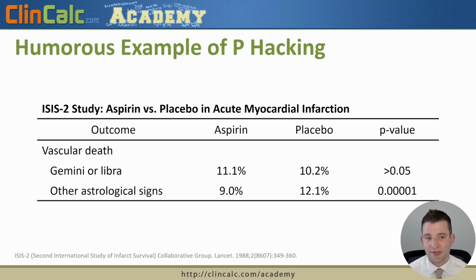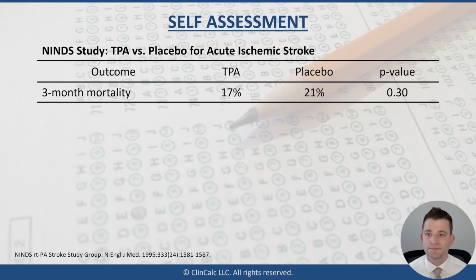and there was no difference observed of vascular death with aspirin versus placebo with a high p-value. But then all of the other astrologic signs, when you only analyze those and you excluded Gemini and Libra, there was basically a 3.1 percentage point difference with a very significant p-value. Again, this is done in a joking way, but it highlights the point that when you do a subgroup analysis, especially one that doesn't have any biologic plausibility, the more times you analyze the data, the more likely you are to find a significant p-value.